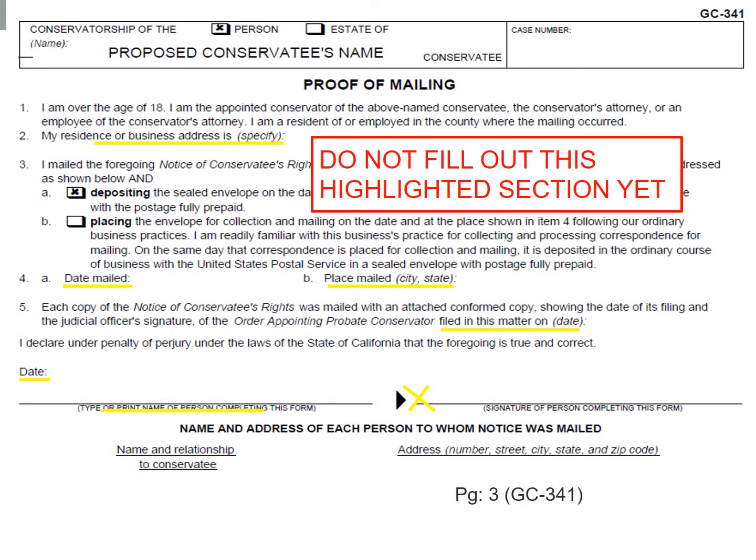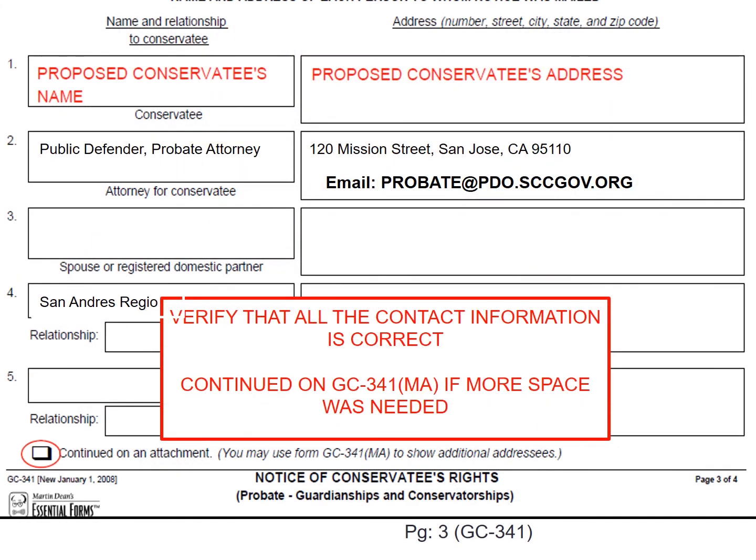On page 3 of Form GC-341, leave blank the proof of service of mail for now. You will fill that out after you serve this document along with a filed copy of Form GC-340 to each of the persons listed on the service list below. Remember, service of this form will be after your court hearing. Ensure that the service list at the bottom of page 3 and on Form GC-341MA is complete with the conservatee, each of the first and second degree relatives who are at least 12 years old, the San Andreas Regional Center, and the Public Defender's Office.